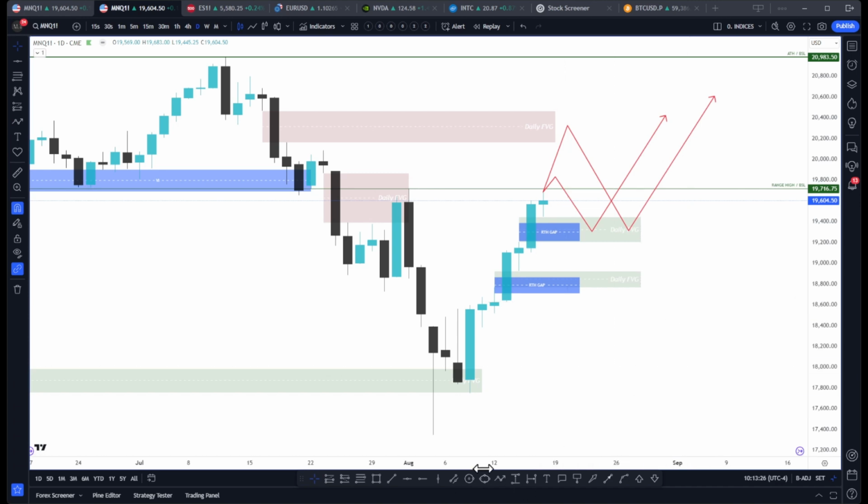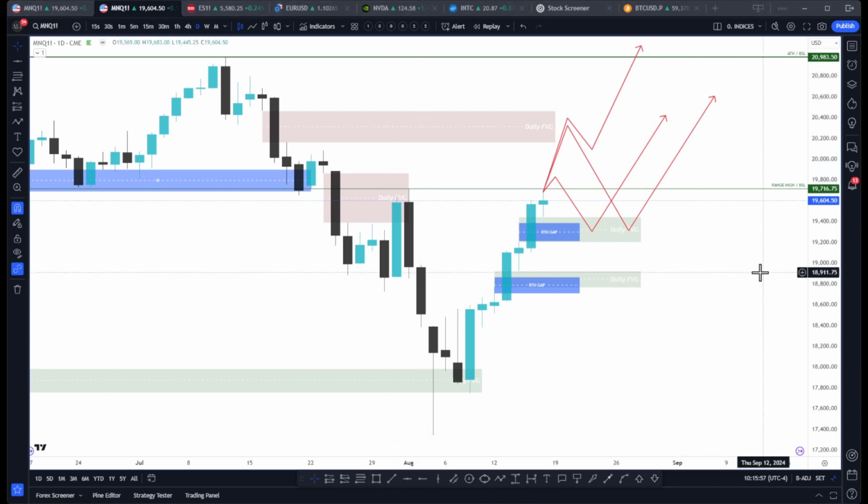The third scenario I can see is just continuing at this daily fair value gap. We'll probably have some sort of reaction and then continuing all the way to the all-time highs, and then after that we'll probably have a bigger pullback to target the inefficiencies below.